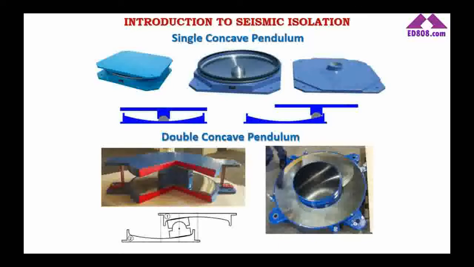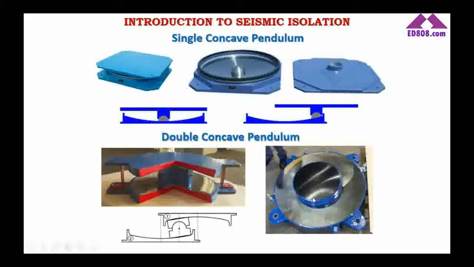And in order to reduce this temperature increase, they also invented the double concave pendulum. In the double concave pendulum, the displacement capacity is doubled, plus also the heat effect is reduced, maybe by half. So in the high seismic regions, we use mostly double concave pendulums. You can see on the right bottom photo that the shining part is the stainless steel, and on top there's a sliding part which is black.